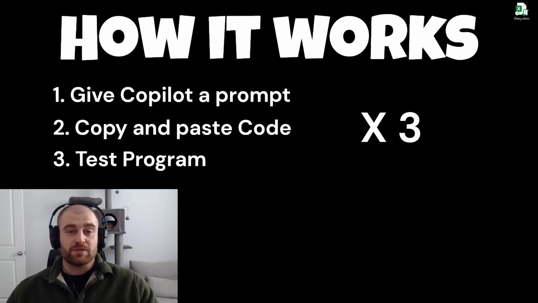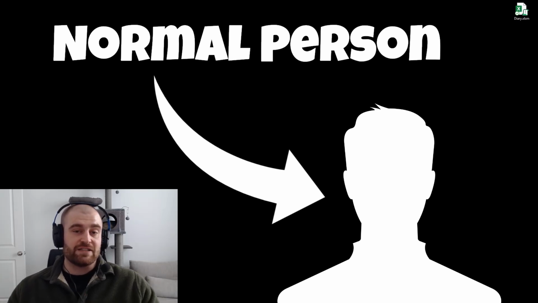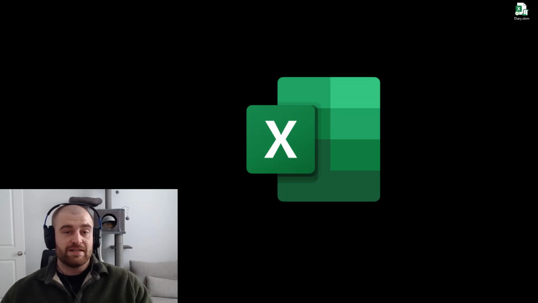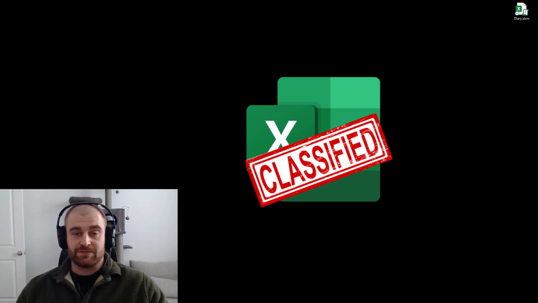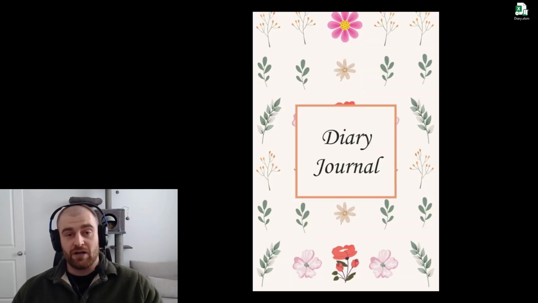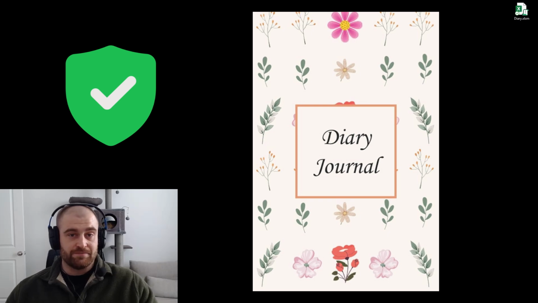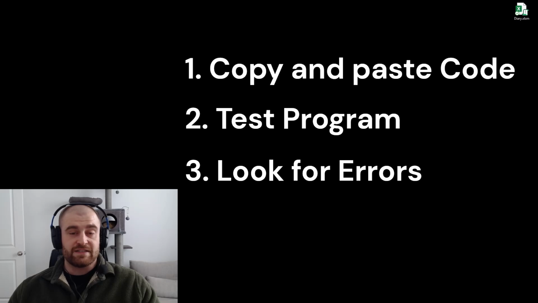We're doing this from the perspective of someone that does not write VBA code and who just wants to copy and paste the code into their workbook. Our primary objective is to protect an Excel workbook that contains classified information, aka my diary. Our top priority is to stop people from accessing my diary unless they have the correct user credentials. For each prompt, I will copy the code, test the code, and see what happens.